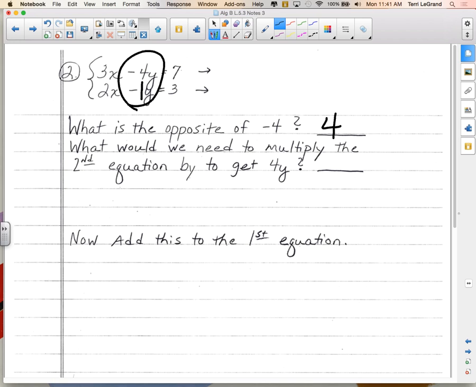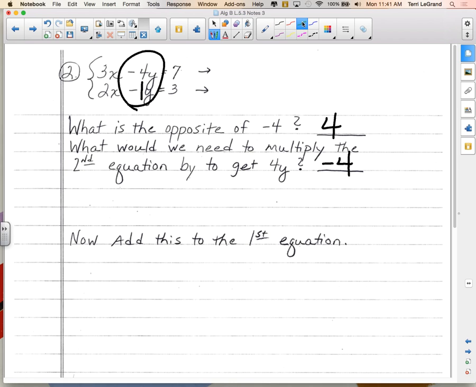And that is -4, isn't it? So we're going to have to multiply. We're going to have to rename the second equation, multiplying by -4, because -4 times -1 will be a positive 4y.